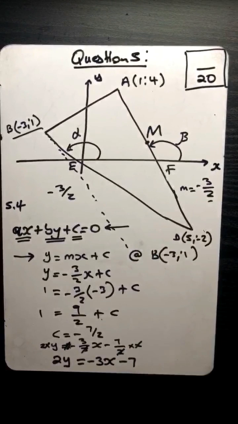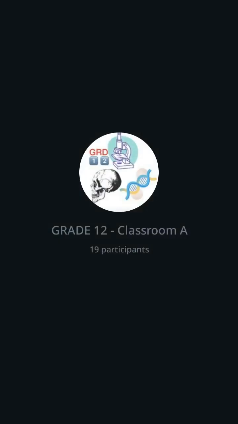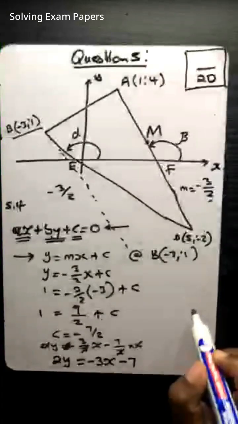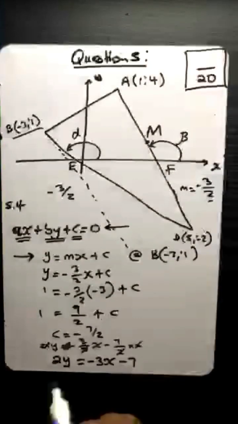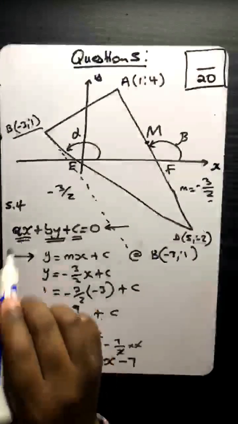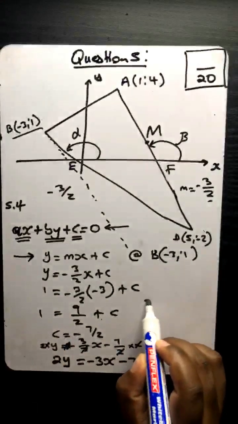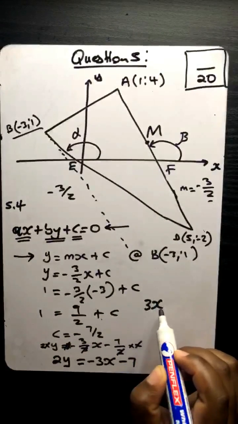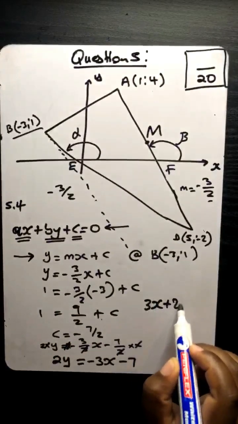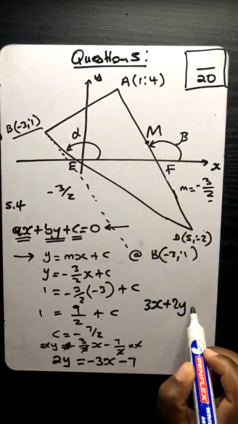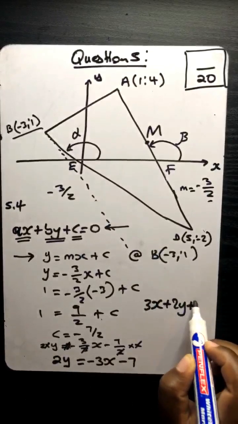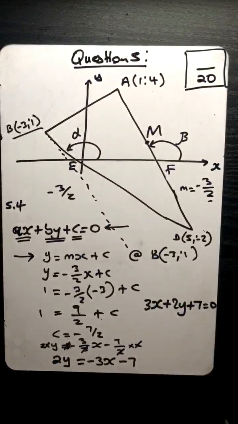But let's rewrite it in the format that they requested. So 0 is going to be on the left, and you move everything to the other side. Let's start with the x. So we have 3x, then the one which has y, and then the other one we take across, so it becomes positive 7, and then they wanted 0 to be there.